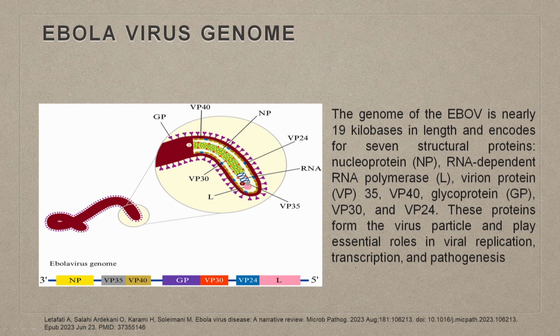Now, if you look at the Ebola virus genome, this is pretty interesting. The genome of Ebola virus is nearly 19 kilobases in length and encodes 7 structural proteins: nucleoprotein NP, RNA-dependent RNA polymerase, which helps in the replication, RNA-pol, and nucleoprotein carrying some of the critical information, virion protein VP30, VP40, GP, VP30 and VP24. These proteins form virus particles and play an essential role in viral replication, transcription and pathogenesis.